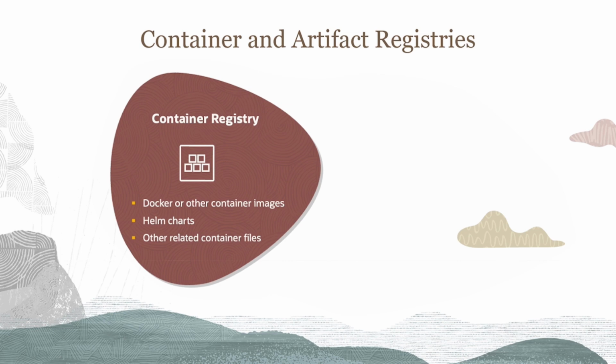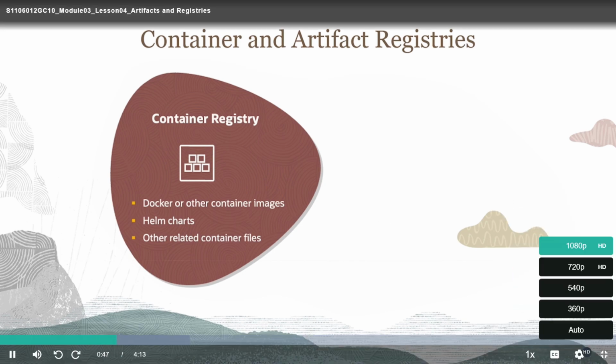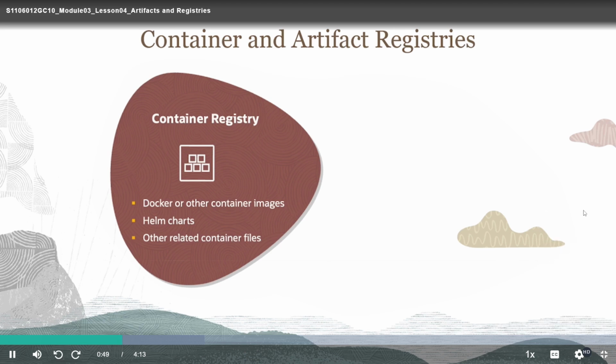OCI has two types of registries for storing, sharing, and managing artifacts. Container Registry, also called Oracle Cloud Infrastructure Registry or OCIR, is an open standard-based Oracle managed service that stores multiple versions of Docker or other container images, plus related files like Helm charts. These images can be pushed to a Kubernetes cluster for deployment using OKE.